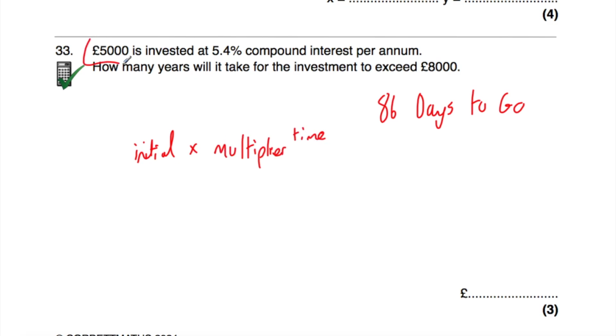I'd think what the initial is. I'd think what the multiplier would be. So I'd look at this percentage and think, if I was increasing by 5.4%, what would my multiplier be? And then in terms of the time, I would use trial and error. I'd put in different values. I'd try 1 year, 2 years, 3 years, 4 years, and so on, and then find when it would just exceed 8,000, and that'll tell me how many years it would be. And that's it.